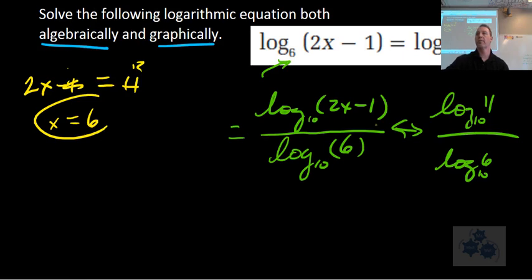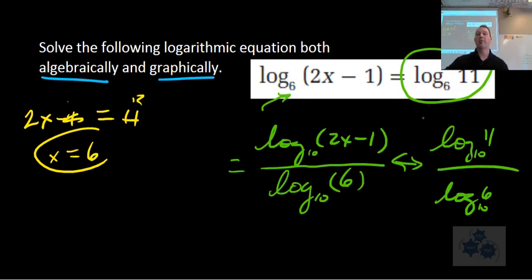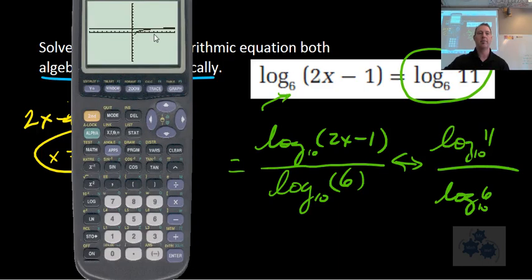It's okay? Not okay? What'd you say? It's okay. Can you tell us why? Because log 11 is one number. Right. Log 11 base 6. There's no variables in here. This is just a number. So if you're doing y equals a number, that's going to be a horizontal line.